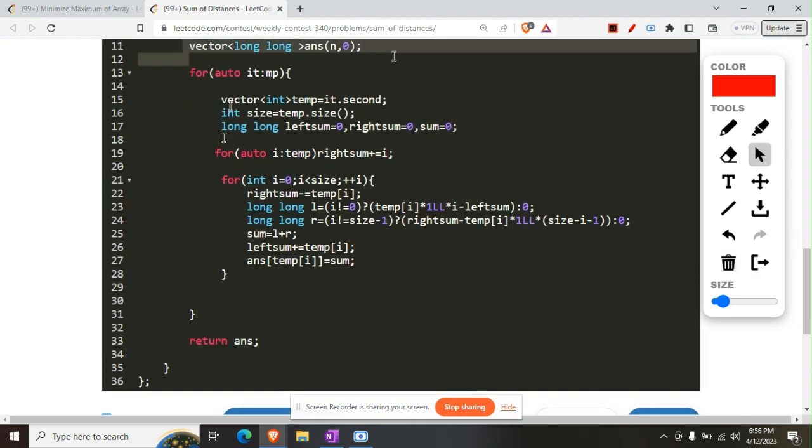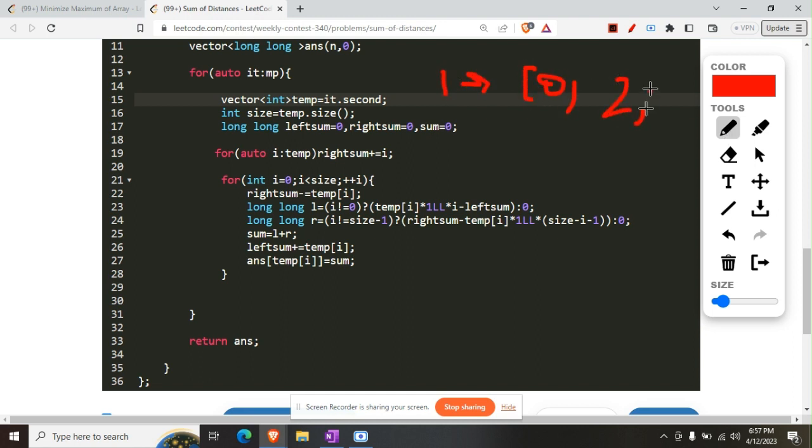Now for this part it is done. I've just declared an answer array which is in long format, so you need to take care of that. After that, we are iterating in the map. Now this part is very important. If you see, we have our index array. I'll just draw it right here again. That is, 1 is appearing, let's just say, at 0, 2, 3. Okay, in these indexes. So I've stored this array in a temporary array right here.